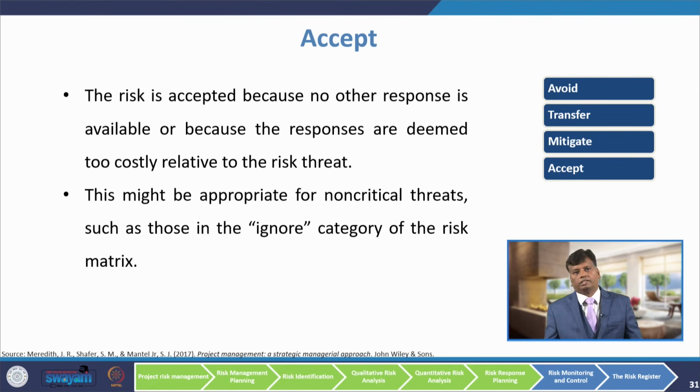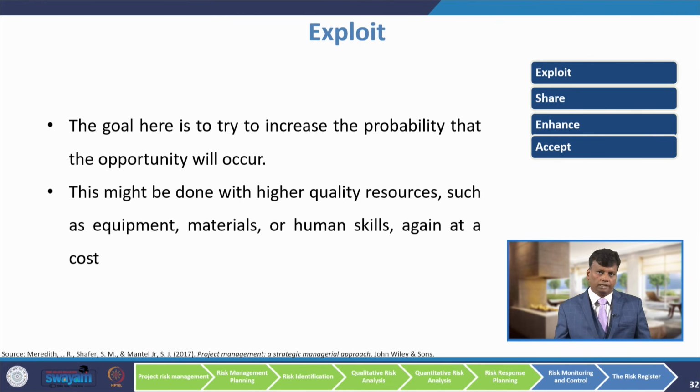The last strategy is to accept. The risk is accepted because no other response is available, or because the response is deemed too costly relative to the risk threat. This might be appropriate for non-critical threats, such as those in the ignore category of the risk matrix, because that is not going to have much impact on you. So, we can accept that risk as it is.